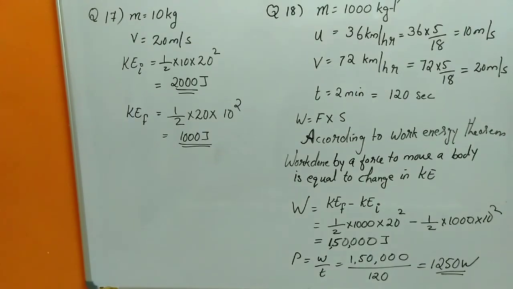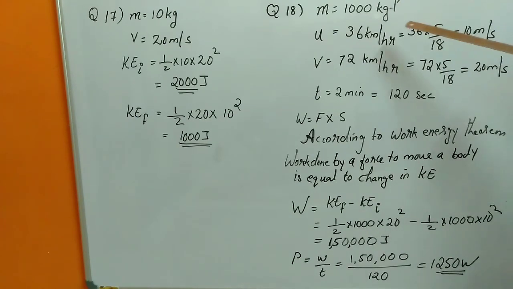Next, question number 18. A truck weighs 1000 kgf. The mass of the truck is given as 1000 kgf. It changes its speed from 36 km per hour to 72 km per hour in 2 minutes.